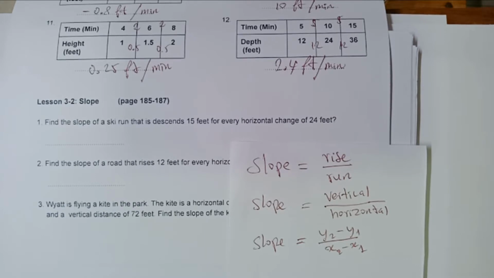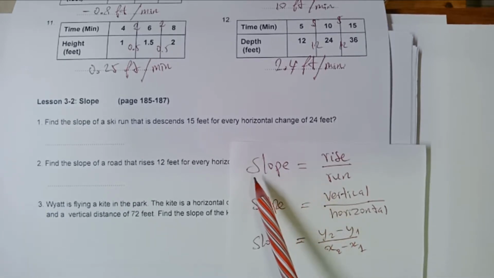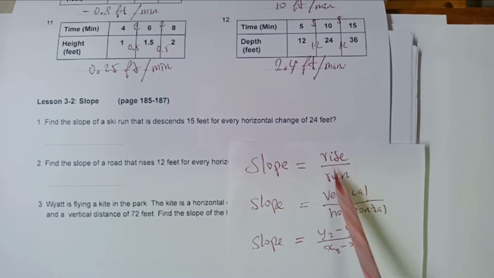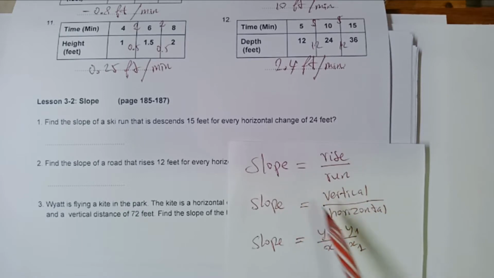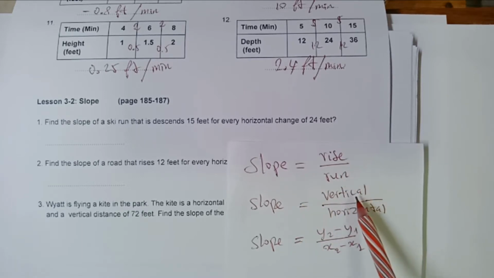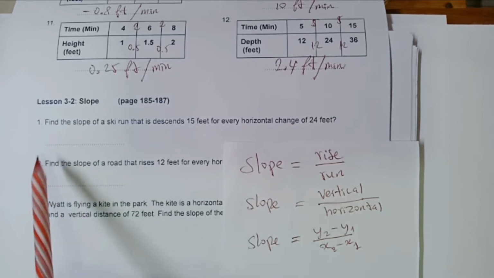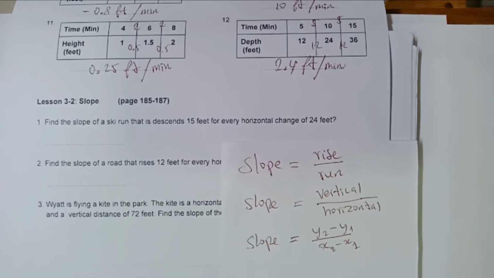Lesson 3-2, slope. We have 3 ways of finding the slope. First formula: rise over the run, or the vertical distance over the horizontal distance, or y sub 2 minus y sub 1 over x sub 2 minus x sub 1. You will encounter all of these ways of solving the problem later on when we're doing the work. Now let's work on numbers 1, 2, and 3 first.